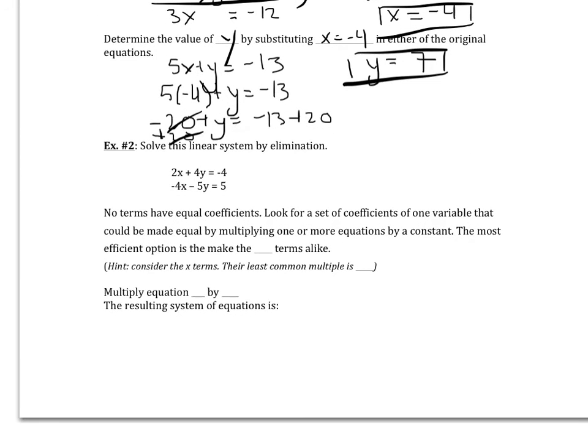Solve the linear system by elimination. I have two equations here. I need to decide what I'm going to do. No terms have equal coefficients, so I can't just add or subtract them right off the bat. Look for a set of coefficients of one variable, so in our case either x or y, that could be made equal by multiplying one or more equations by a constant. A constant is really any whole number.